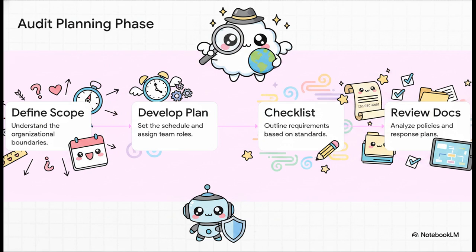First up, you define the scope. Basically, what exactly are we looking at here? Is it the whole AI management system, or maybe just a specific machine learning diagnostic tool? Next, you develop the plan, setting the schedule, assigning team roles. Third, you create your checklist. This is your guiding document, built straight from the ISO/IEC 42001-2023 requirements, so nothing critical slips through the cracks. And finally, you review the documentation. You're digging into the organization's AI policies, risk assessments, and incident response plans before you ever conduct a single interview. These 4 steps literally build the absolute foundation of your simulation.